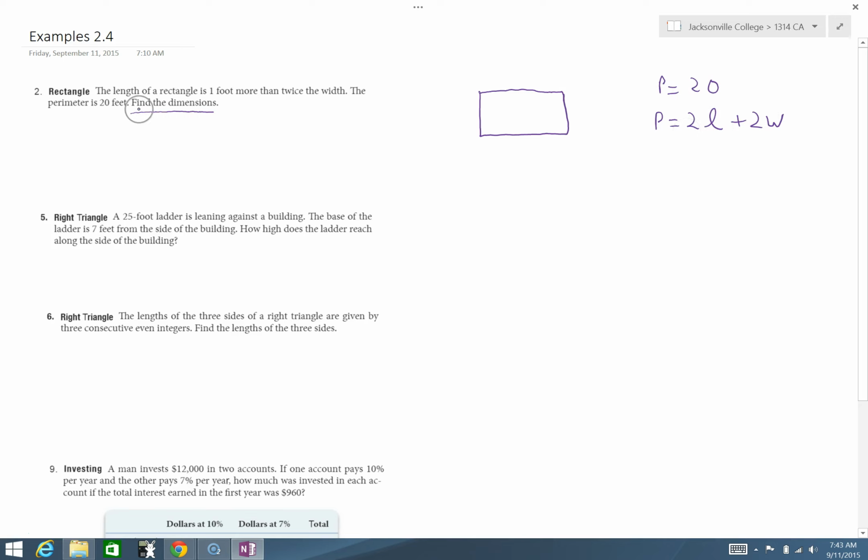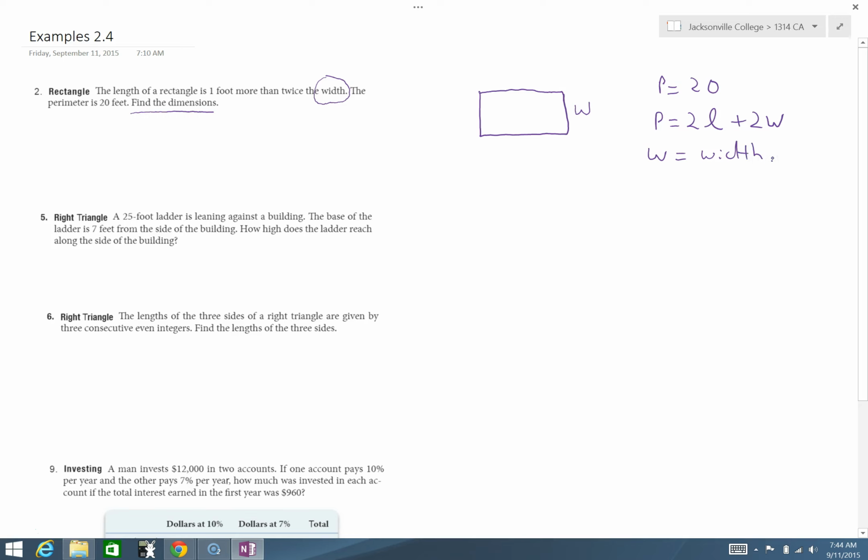All right. The length of a rectangle is 1 foot more than twice the width. So it looks to me as though our width is sort of our base unit. So I'm going to call this here my width, and I'm just going to let the width be W. I have now assigned a variable. My variable is that W is my width. W equals the width.